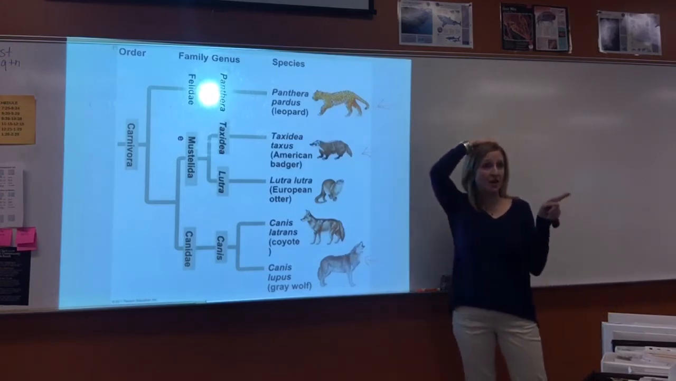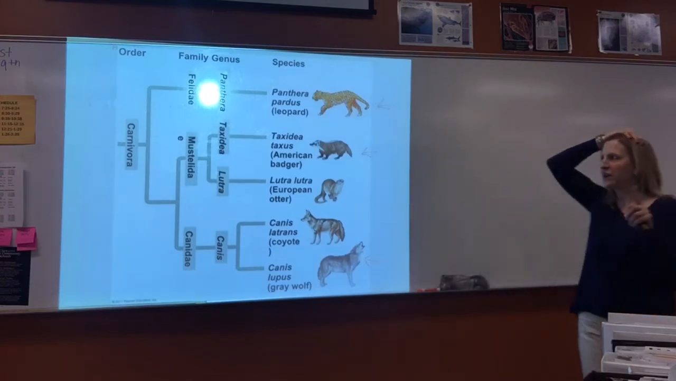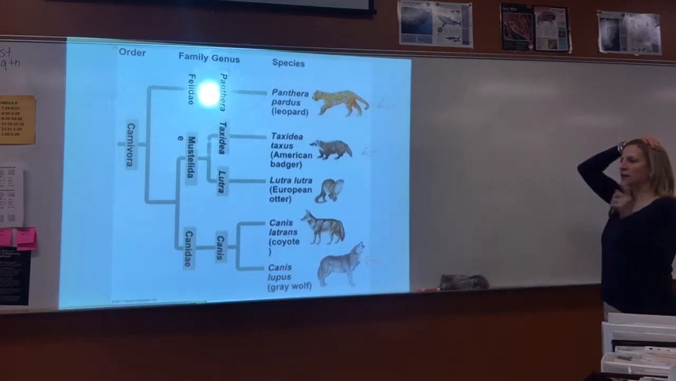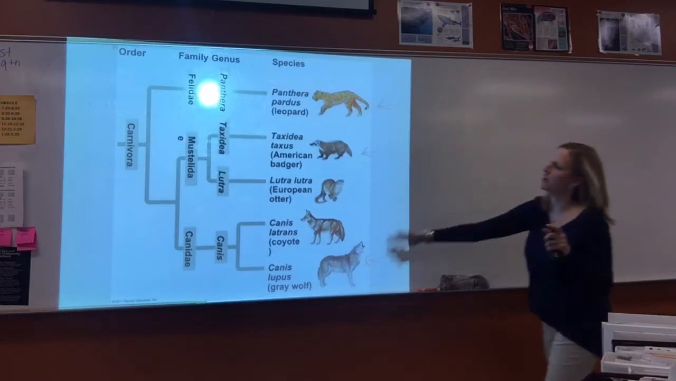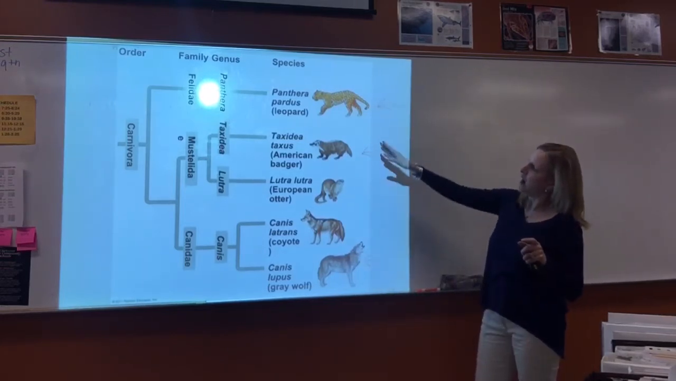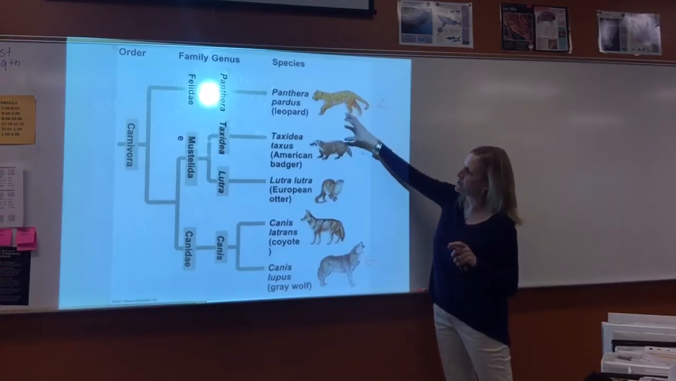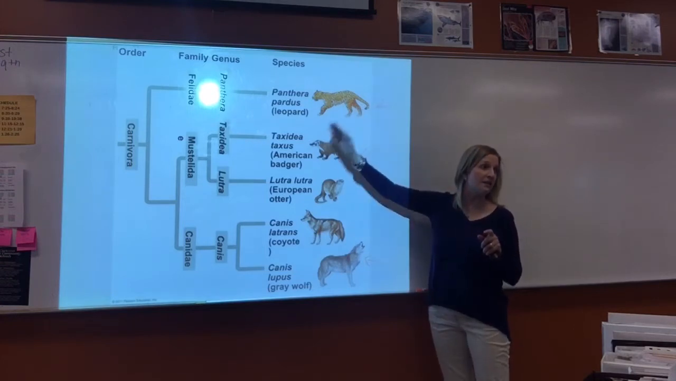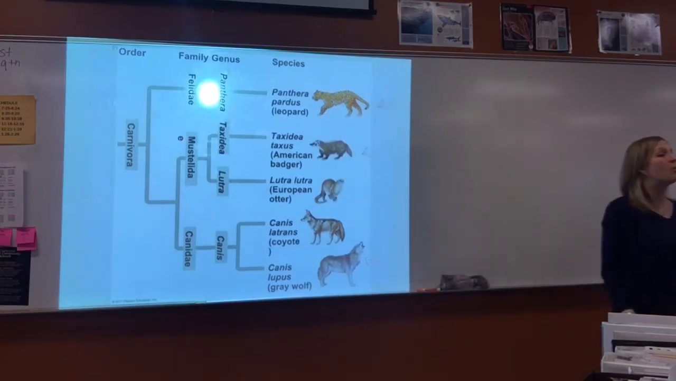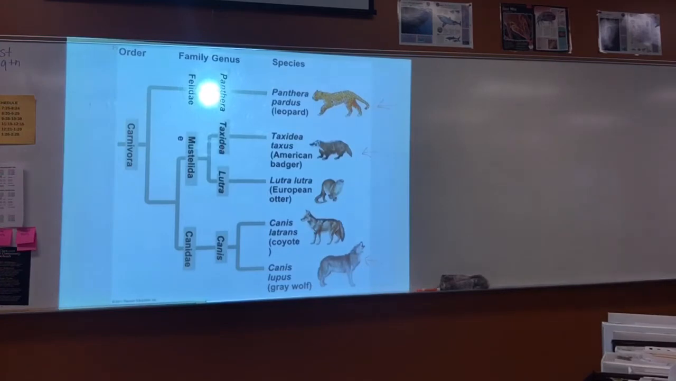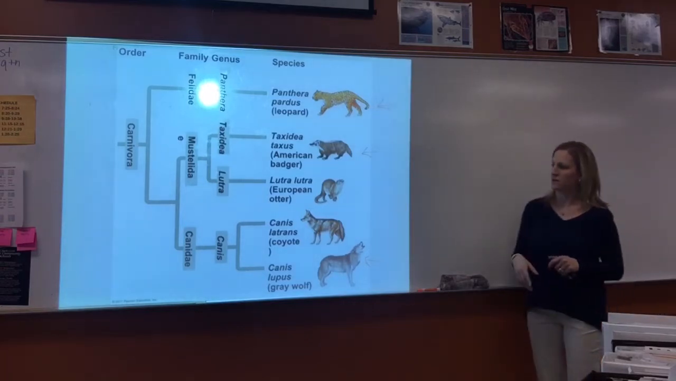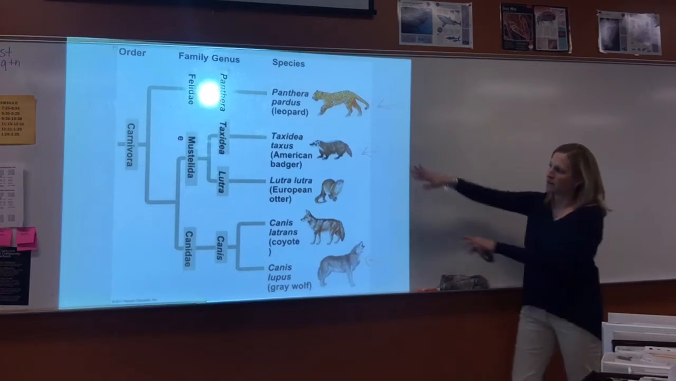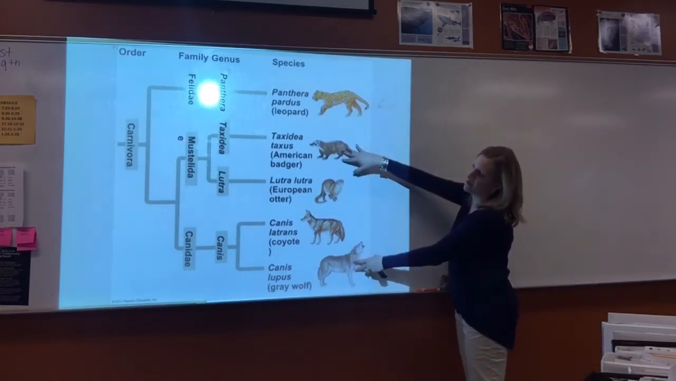The lines, all right? I want to point out that if you just look at where organisms are placed, like the badger and the leopard, since they're next to each other, does that mean they're more closely related? No, so we have to go back to the lines. What do the lines tell us about these 3 organisms? The badger and the wolf are more closely related than either one of them is to the leopard.